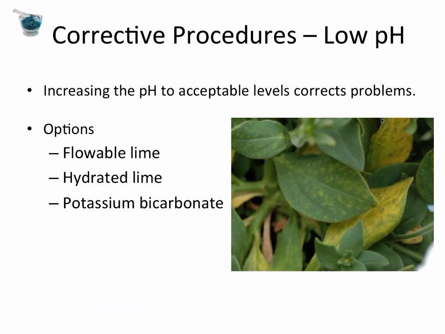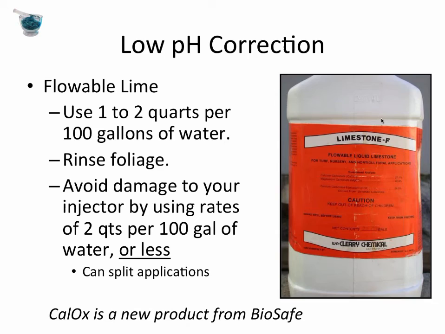And so what are the options available for this? The first option is flowable lime, hydrated lime, and potassium bicarbonate. Looking at all three of these, flowable lime, and there is a new Calox product from BioSafe that works very similar, 1 to 2 quarts per 100 gallons of water can be used. If you go higher than 2 quarts, you can't do it through your injector, but you can use that to help increase the pH. For both of those products, that's very commonly used.